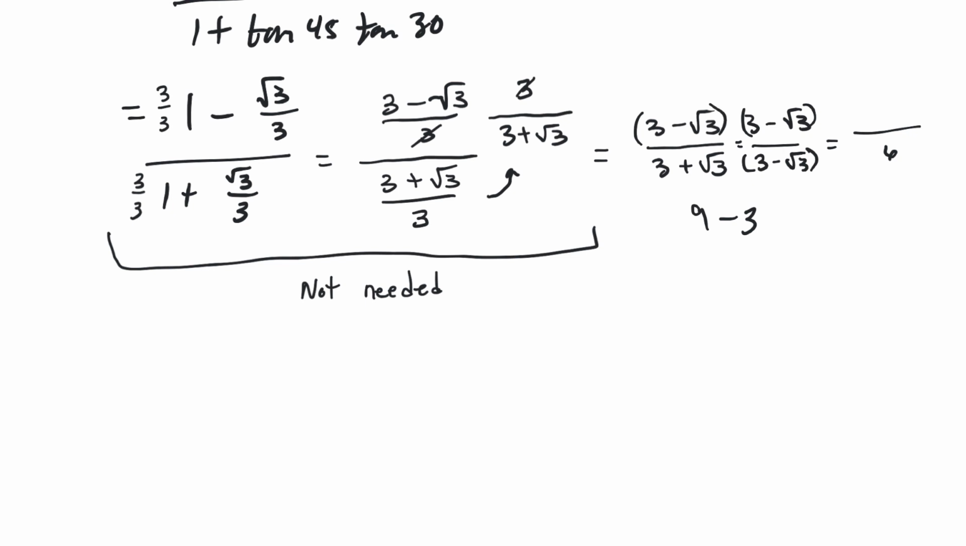We're going to have to FOIL the top. That's going to end up being 9. We'll do the first one. And then it's going to be negative 3 root 3. And then it's going to be negative 3 root 3 again. And then at the end, we're going to end up positive 3. So when I combine all of that, I'm going to get 12 minus 6 root 3.